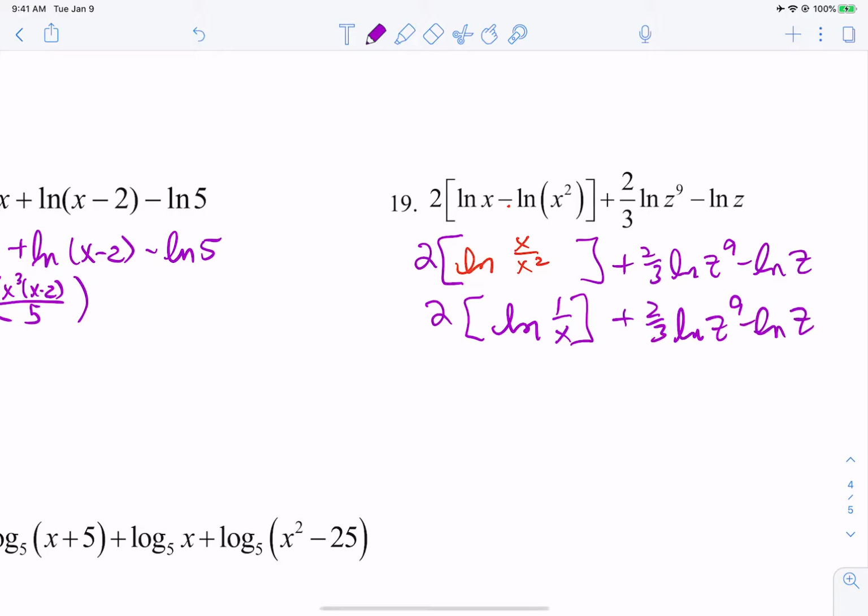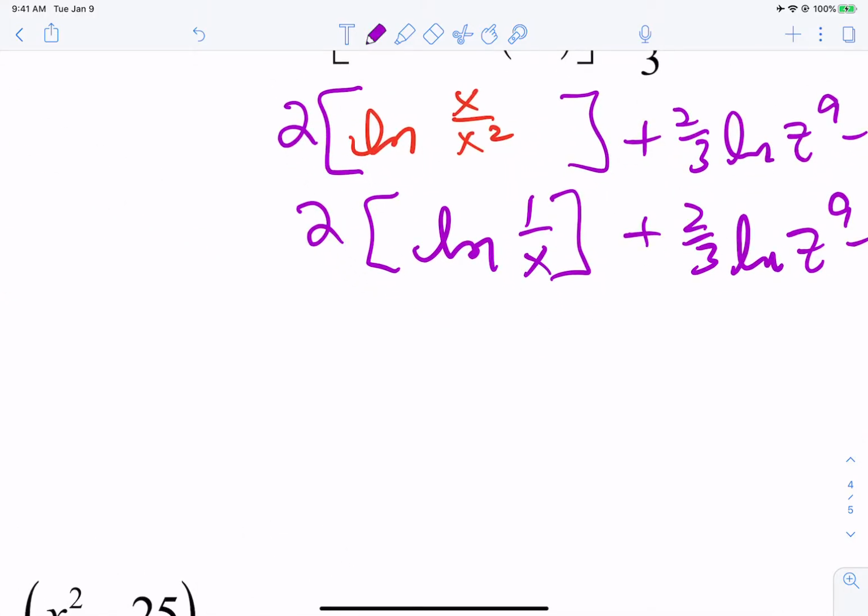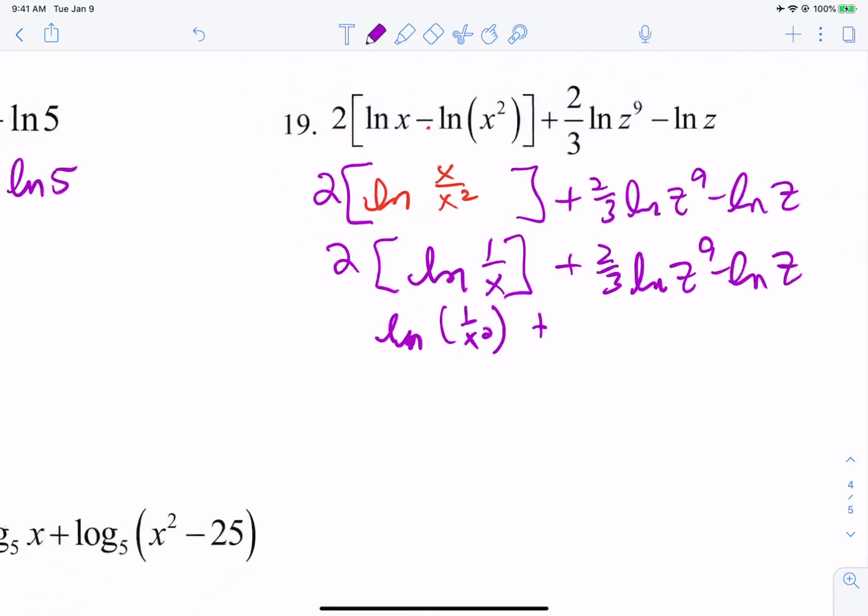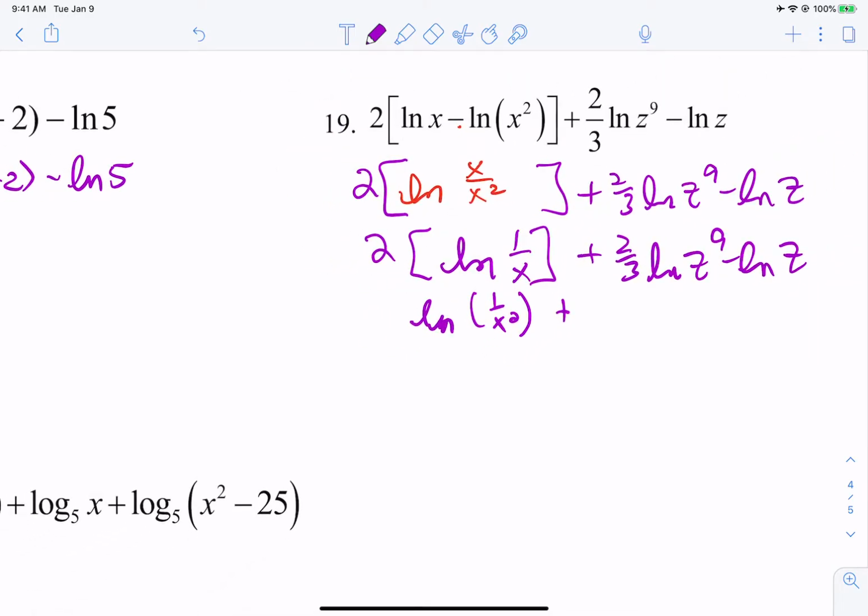Next thing we want to do is bring in the front coefficients as powers. So if we square that, that's the natural log of 1 over x squared, because if you square a fraction, just square the top, square the bottom. This back piece, we're going to bring this 2/3 and multiply by 9. So just do 2 times 9, get 18. 18 divided by 3 is 6. So this is going to be the natural log of z to the 6th minus the natural log of z.